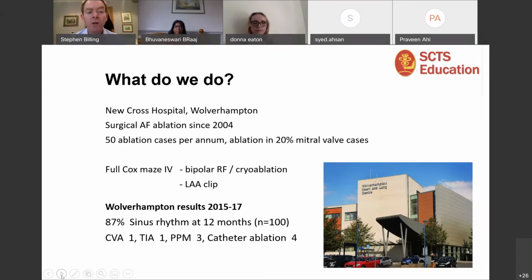We looked at results over a 2-year period, and we were very pleased to see that at 12 months, 87% of patients were in documented sinus rhythm on Holter. And complication-wise, we had 1 stroke in the group of 100 patients, 1 TIA, 3 patients required a pacemaker, and 4 patients had a top-up ablation by catheter. And I think this is very important.